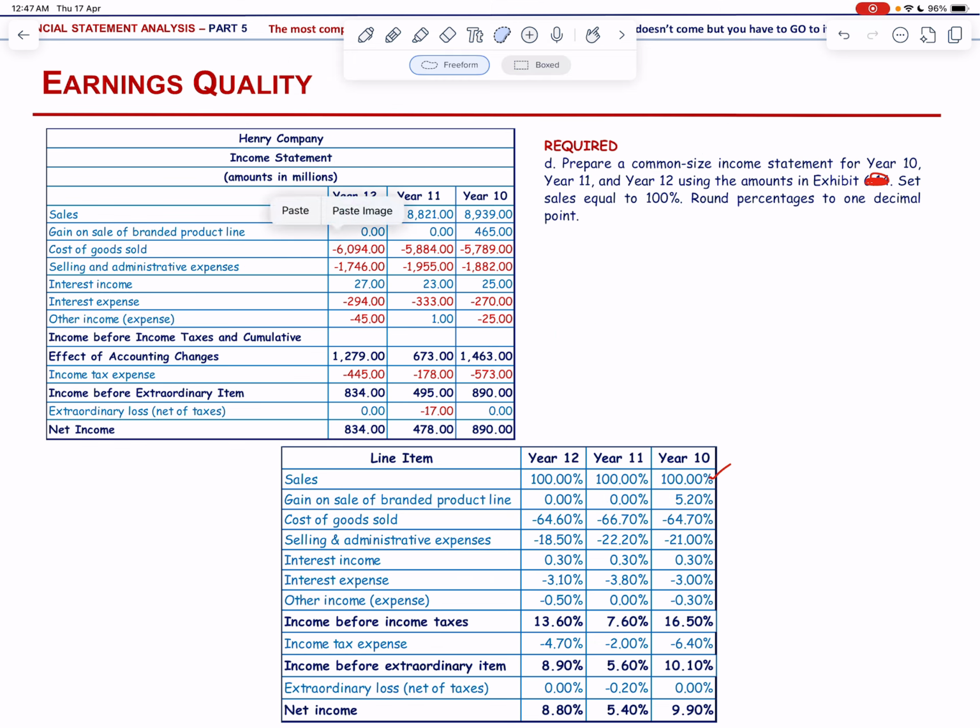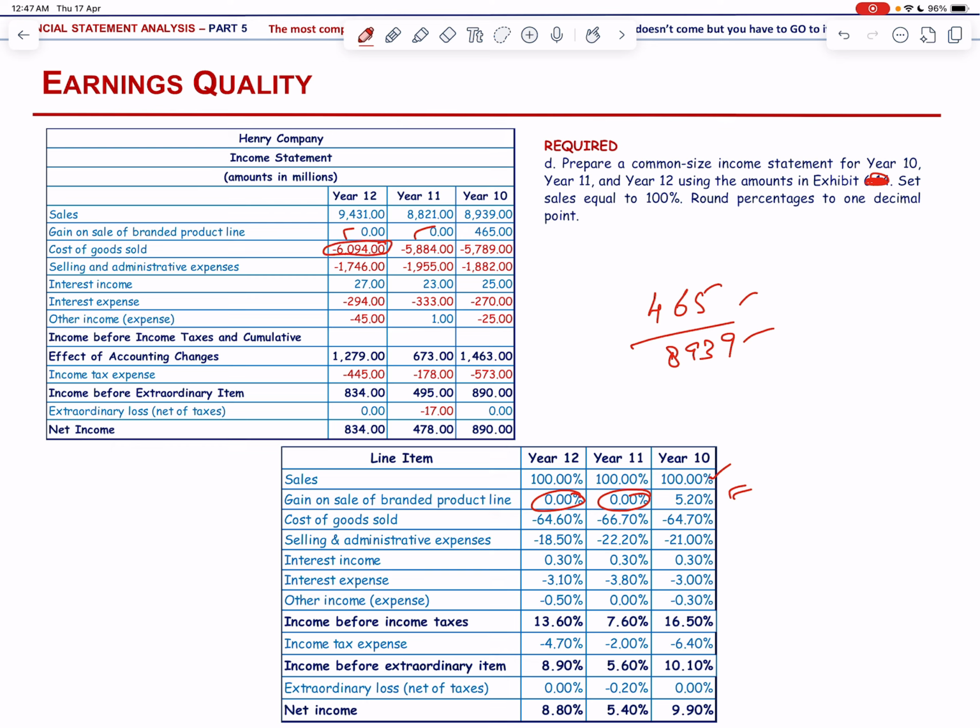Since this is already 0 and 0, obviously 0 divided by sales will give you 0 percentage, and for year number 10 it will be 465 by the sales of year 10, that is 8939. So that is how we are going to get this value. Now this is cost of goods sold, that's why this is in negative, and again divided by sales because everything has to be denominated in terms of sales.